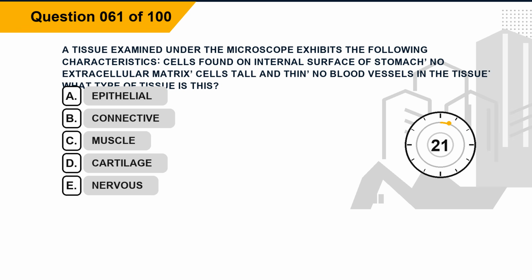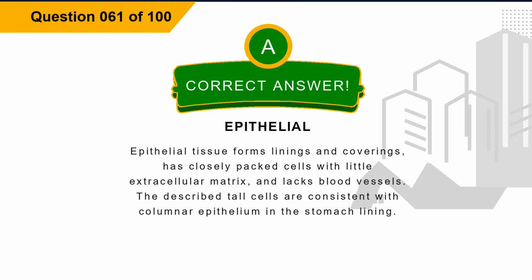Question 61. A tissue examined under the microscope exhibits the following characteristics: cells found on internal surface of stomach, no extracellular matrix, cells tall and thin, no blood vessels in the tissue. What type of tissue is this? Option A, epithelial. Option B, connective. Option C, muscle. Option D, cartilage. Option E, nervous. The correct answer is option A, epithelial. Explanation: epithelial tissue forms linings and coverings, has closely packed cells with little extracellular matrix, and lacks blood vessels. The described tall cells are consistent with columnar epithelium in the stomach lining.